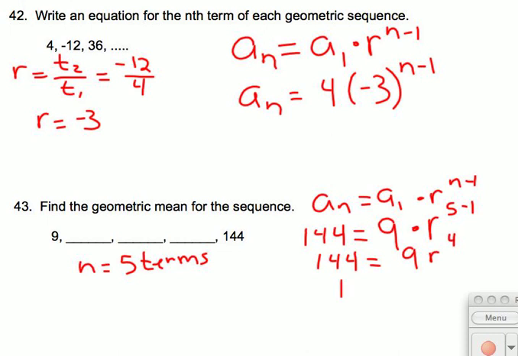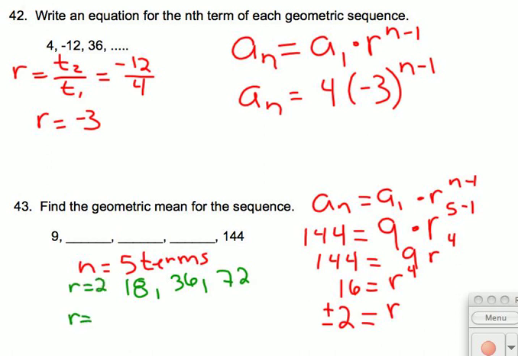Dividing both sides by 9, I get 16 is equal to r to the 4th. Chapter 5 taught us we have to take the 4th root. When I take the 4th root in this case, I have plus or minus 2. Remember, anytime you have an even index, there are 2 answers possible. So when I write my answers, multiplying by 2, 9 times 2 is 18, times 2 is 36, times 2 is 72. That's when r is equal to 2. When r is equal to negative 2, then my answer would be negative 18, 36, and negative 72.